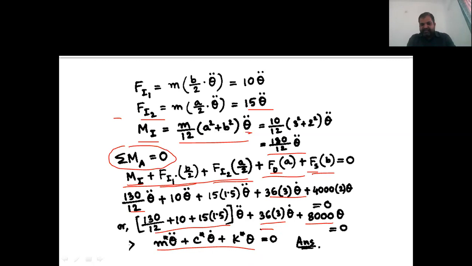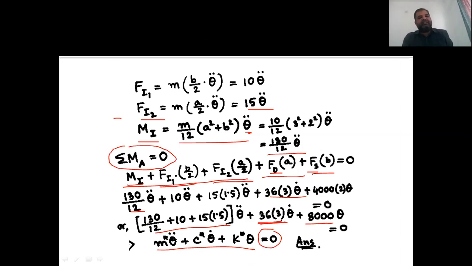Since it is 0 here, you can say that it is free vibration. Also, there is a C effect, the value of C is coming as some value, so it is a damped free vibration case. So this is your first answer, that is the equation of motion.